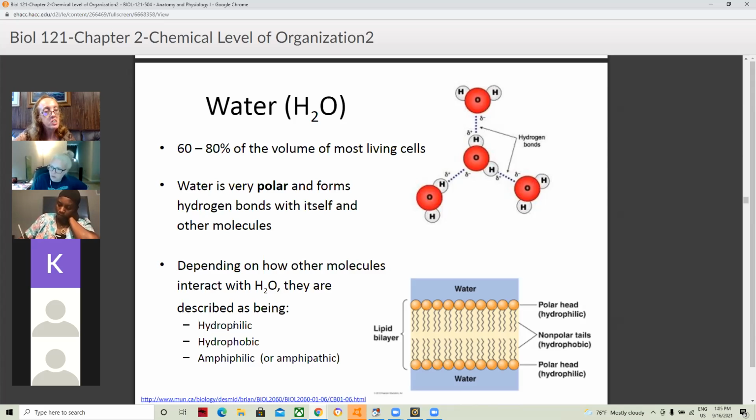Amphiphilic or amphipathic means that a molecule has a polar end to it and a non-polar end to it. So it's half and half. In the next chapter, when we talk about phospholipids, phosphates are very electronegative, very hydrophilic. The fatty acid tails are very nonpolar or hydrophobic. And so membranes will immediately orient themselves so that the polar ends are the only ones exposed to the water on both sides of the membrane.